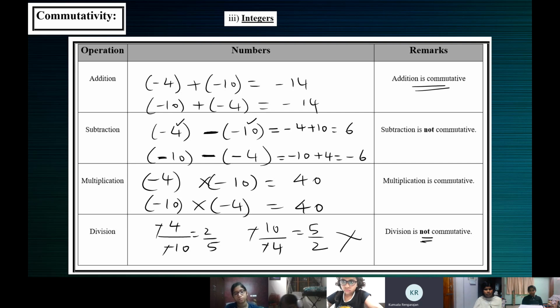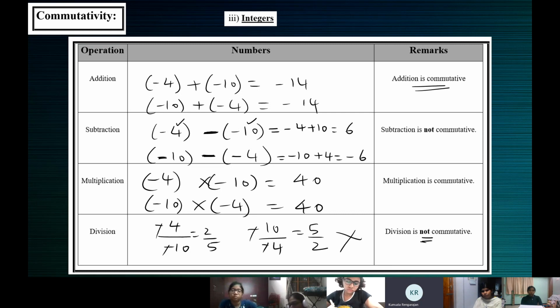So commutativity, when we consider two integers and perform the mathematical operation in any order, the answer should be the same. If it is the same, it is commutative. Otherwise, it's not commutative.